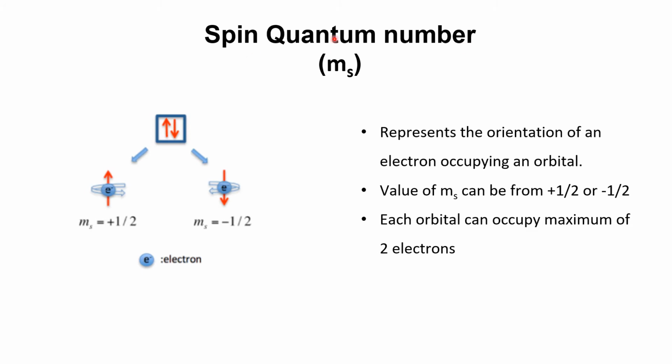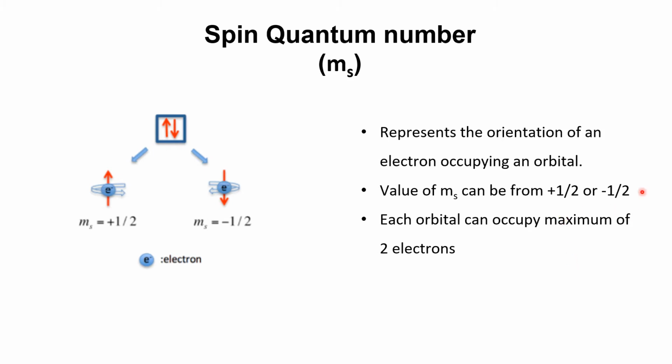So the last quantum number is the spin quantum number, which is designated as small m subscript small s. This tells about the orientation of an electron occupying an orbital. Now we know that there is shell, there is subshell, there is orbital. Now in these orbitals the electrons are present. Now the electron, what is the spin of that electron? That is told by the spin quantum number. The value of ms can be plus half or it can be minus half, depending on whether it is clockwise or anti-clockwise. So it can only have two values.